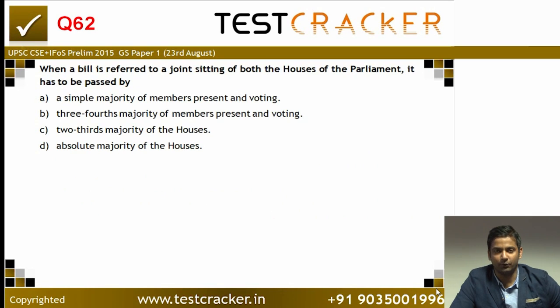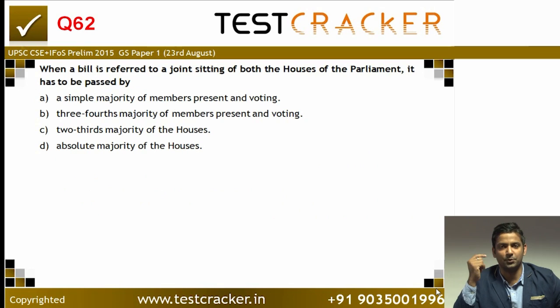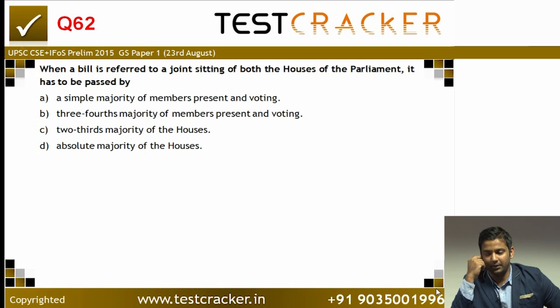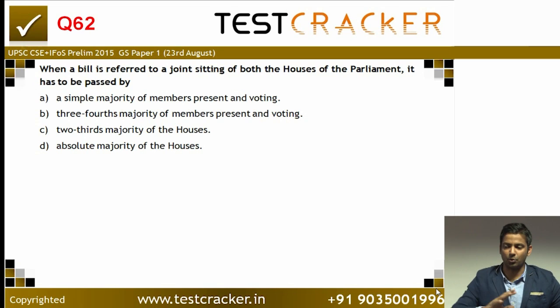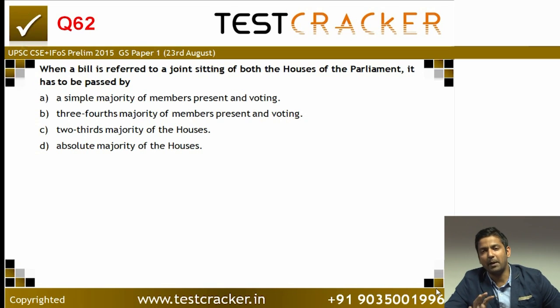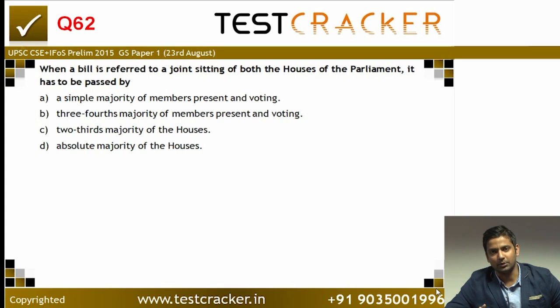62 is about joint sitting. Of course, this has been in the news because the government mentioned that they will explore the option of joint sitting, and the question is actually very simple. If joint sitting is there, which of these is true? Statement A is a simple majority of members present and voting. Now, even if there was a doubt between, let us say, A and C or D, you just needed to ask yourself, why is the government so confident that if it brings in a joint sitting, it will be able to pass the bills, even if the members back out?